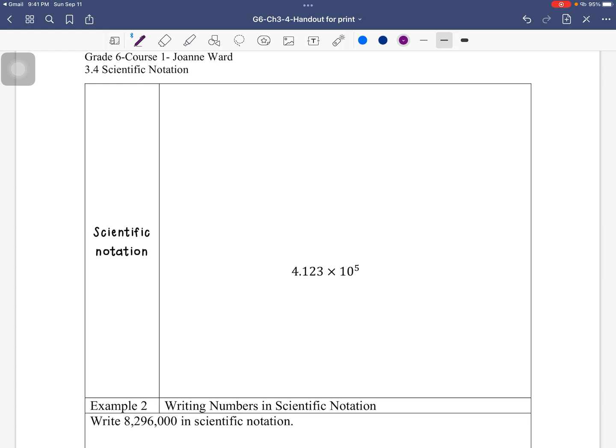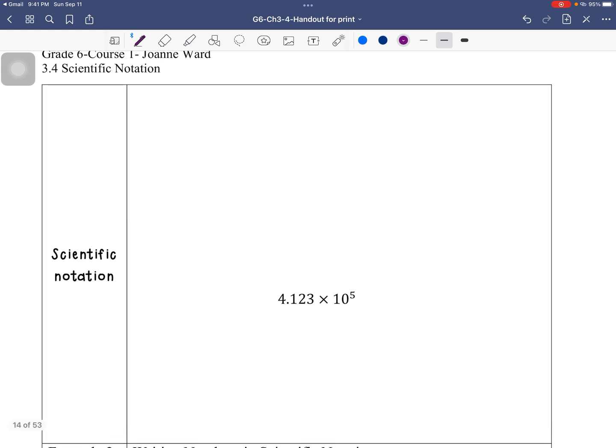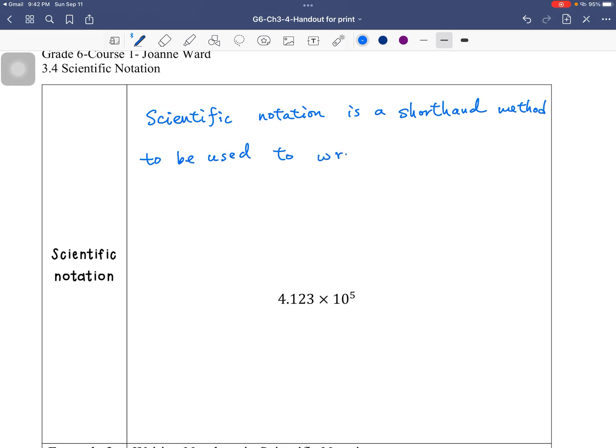So now this is the most important thing. What is scientific notation? Scientific notation is a shorthand method that can be used to write large numbers.